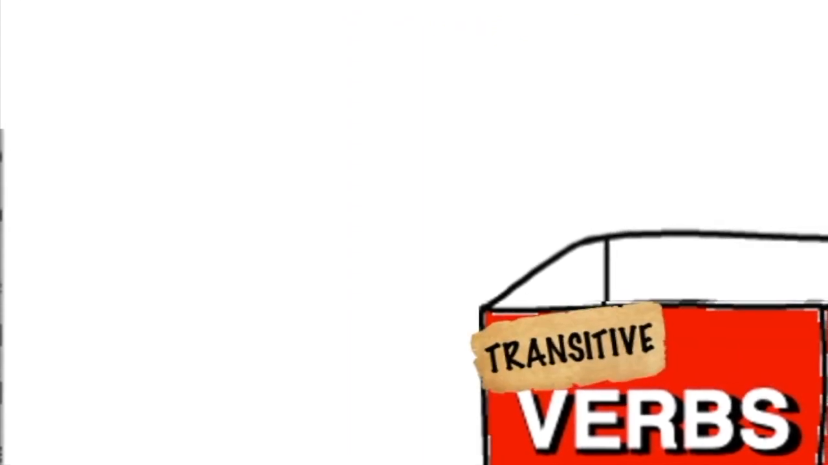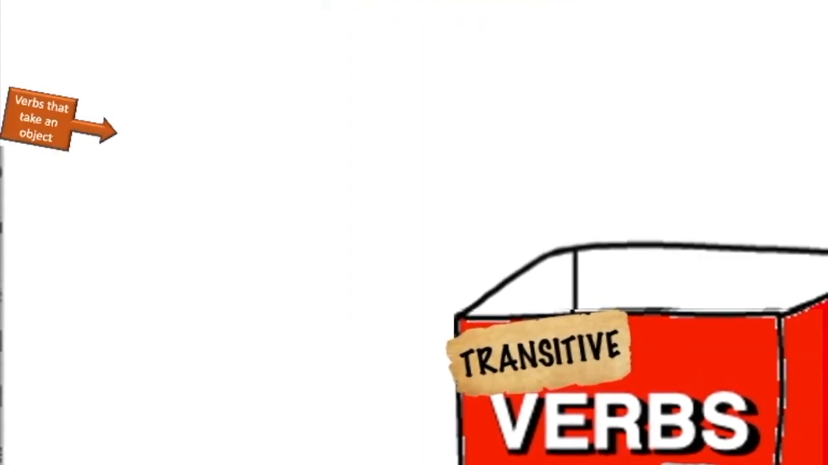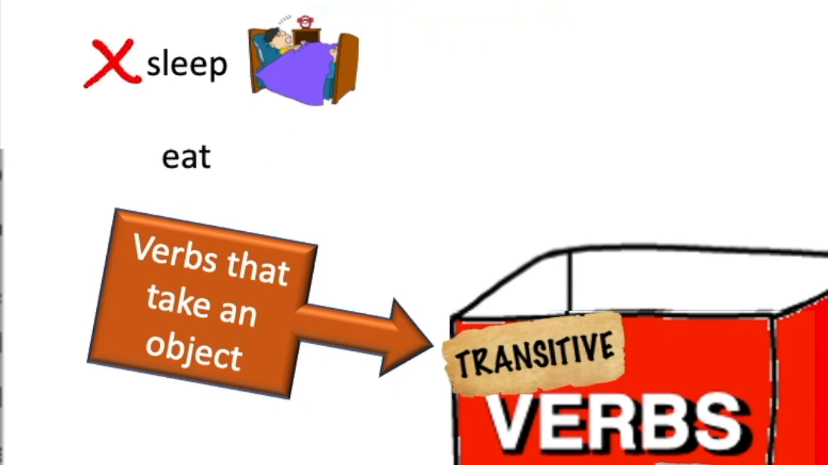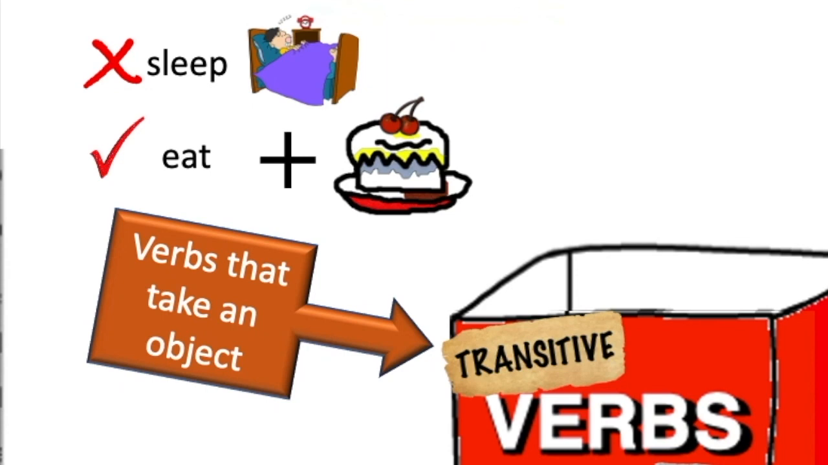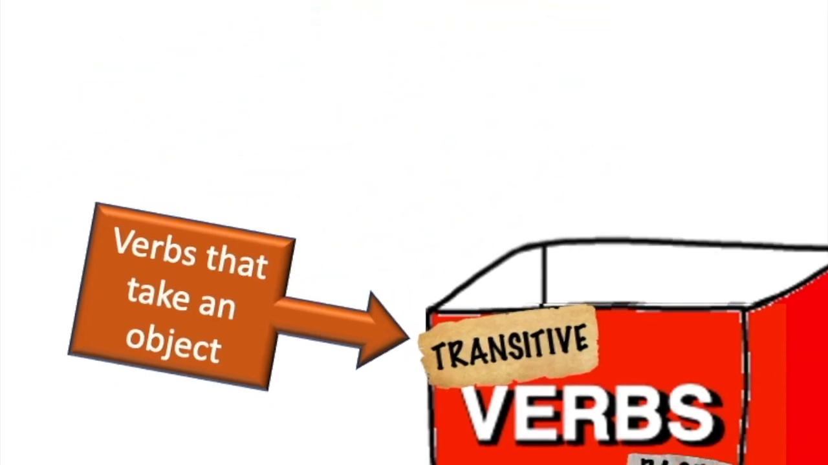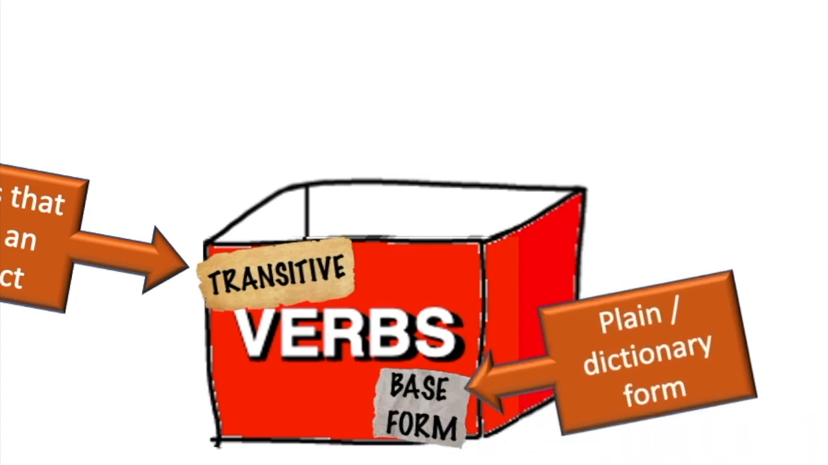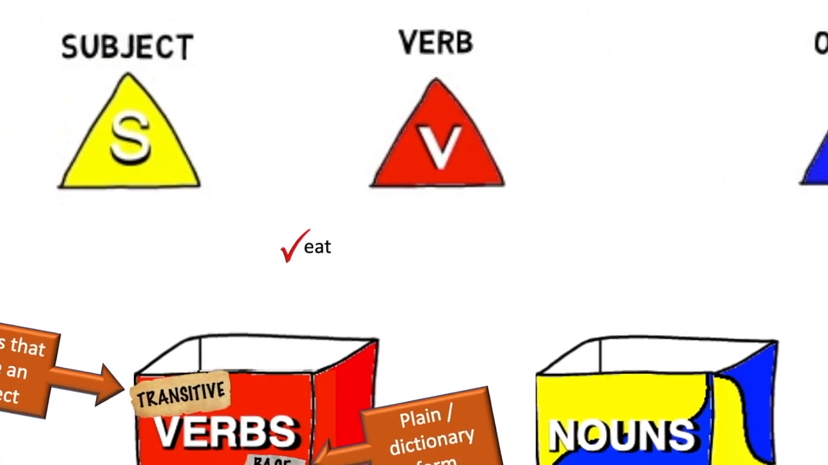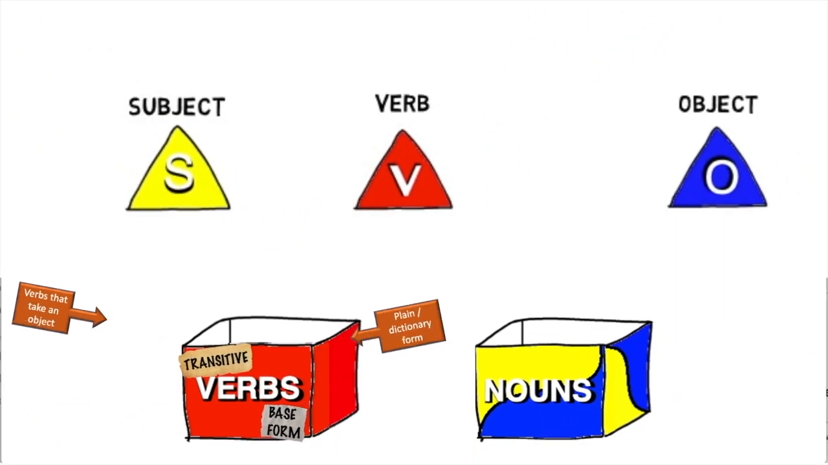I'm going to use verbs that are transitive, that is, verbs that take an object. So, not verbs like sleep, where you just sleep, you don't sleep something. But verbs like eat, you eat something. And I'm going to use them in their base or plain form, that is, without to at the beginning, and without any extra bits at the end, like eating. We'll just put the plain form eat into the box and make any changes we need to the structure later on. So, in go the verbs.